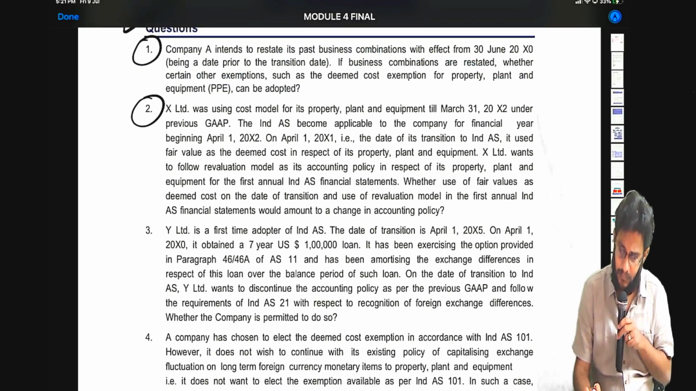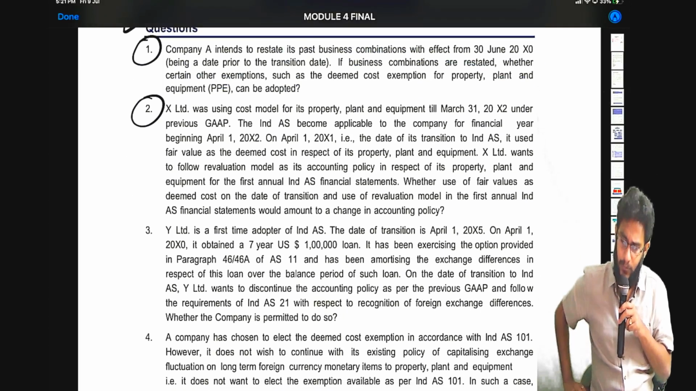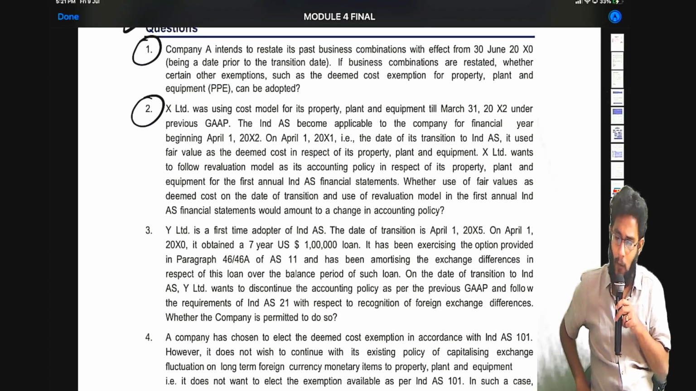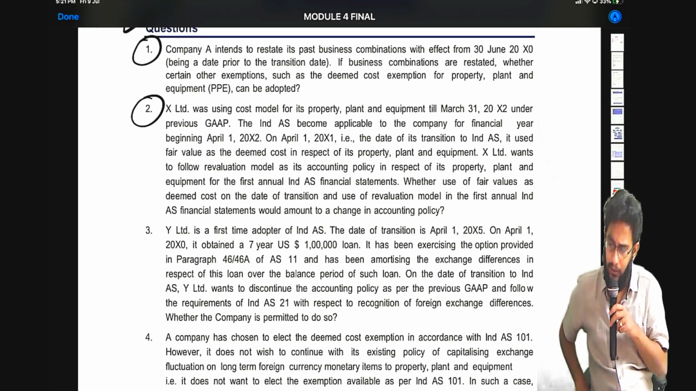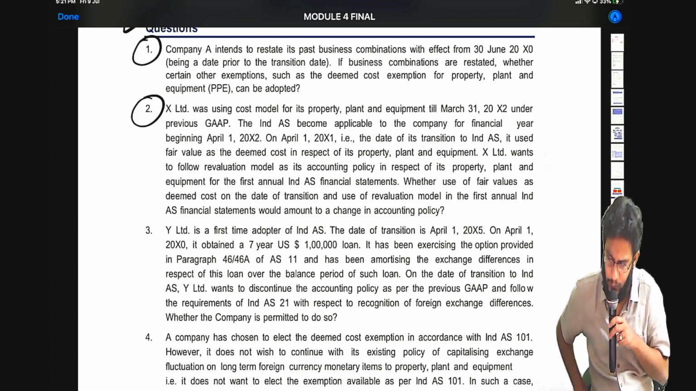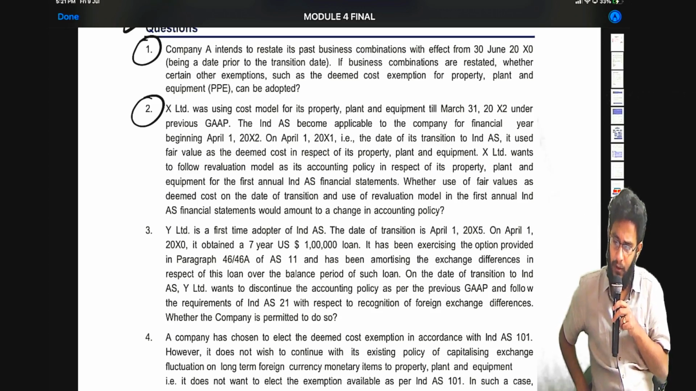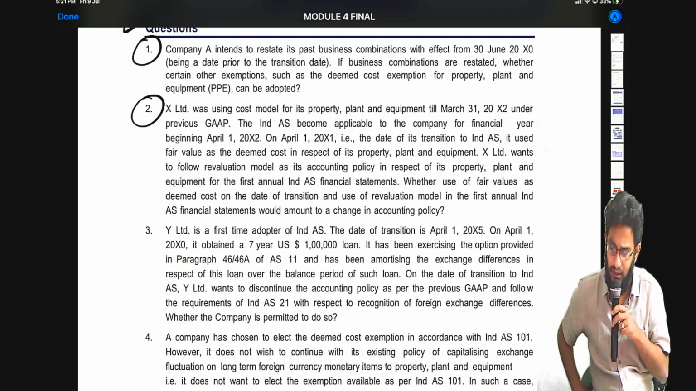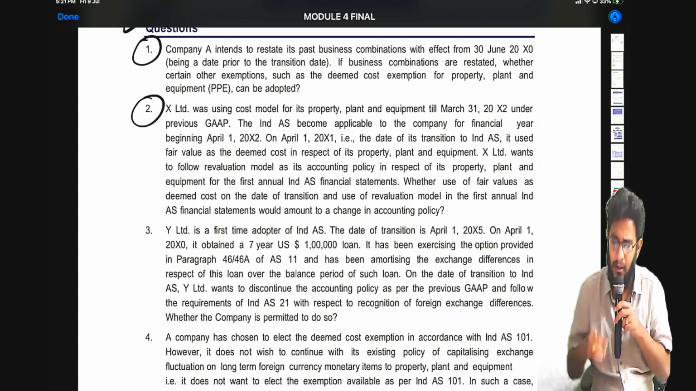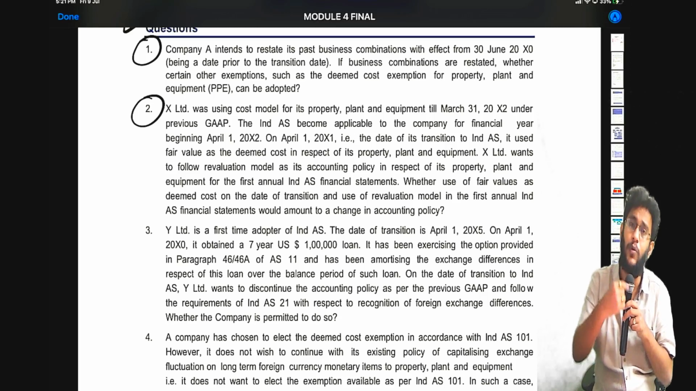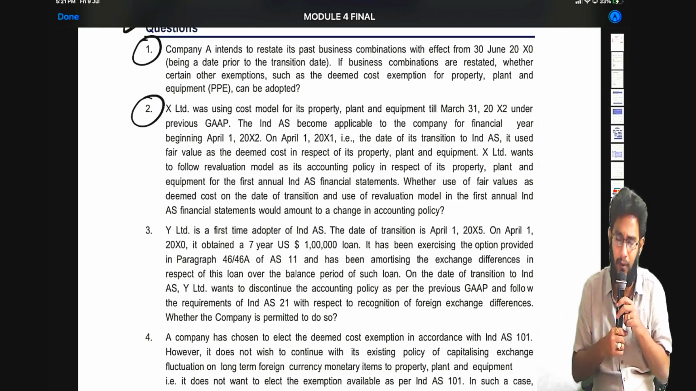Next. E.Srinivas was using cost model for its PPE till 31st March 20x2 under previous GAAP. Ind AS became applicable for the company for the financial year beginning 1st April 20x2. On 1st April 20x1, which is the date of transition to Ind AS, it used fair value as deemed cost in respect of its PPE. Fine. See, on transition date, for PPE you have three choices. One of the choices is fair valuation. So he selected fair value.